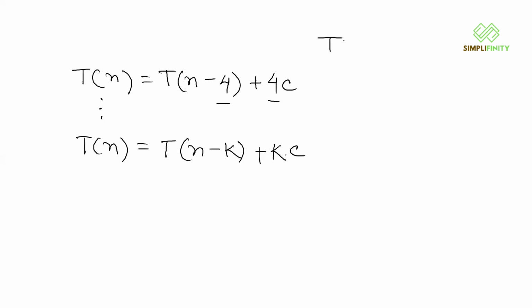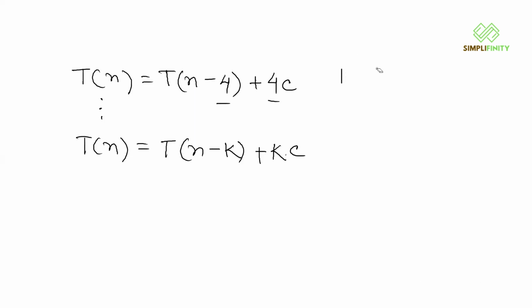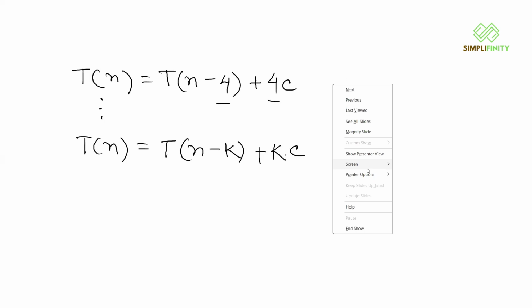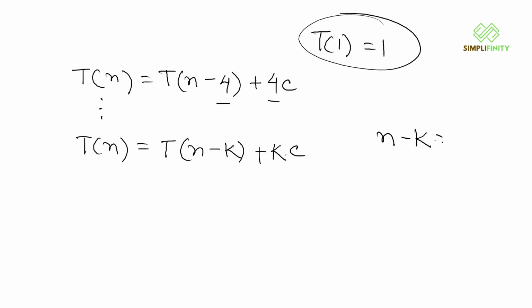Now remember what our base case was. T of 1 was 1. This was our base case. So we need to replace n minus k with 1. So what do we get? n equals k. We will need this.